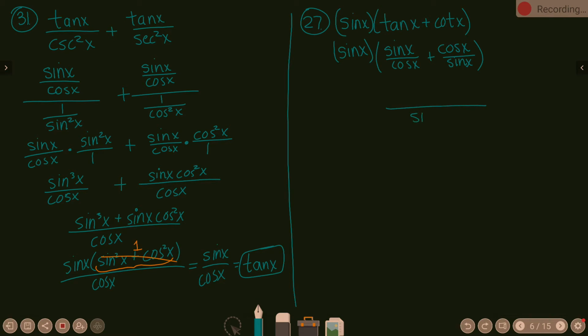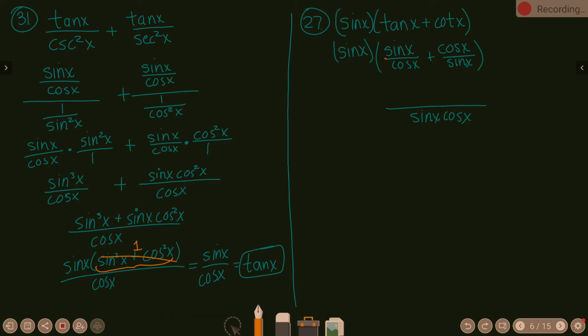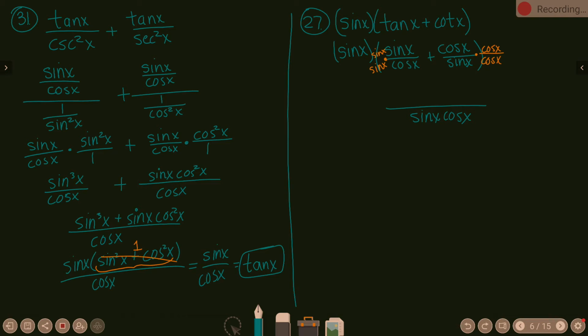Now, with that in mind, on this first fraction, it already has a denominator of cosine, so what is it missing? Sine. So we're going to multiply top and bottom by sine x. In the second fraction, it already has a denominator of sine, so we're going to multiply top and bottom by cosine. Now, don't forget, what did we have out front here? Sine x. We still have a sine x we haven't done anything with. Just saying, don't lose it.